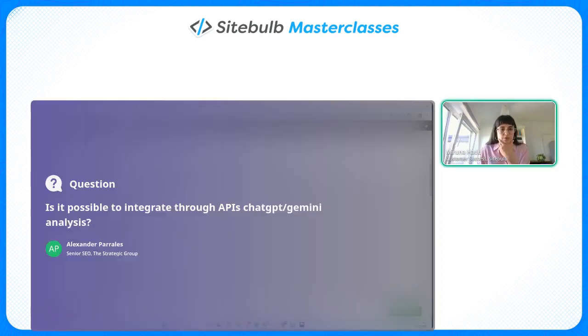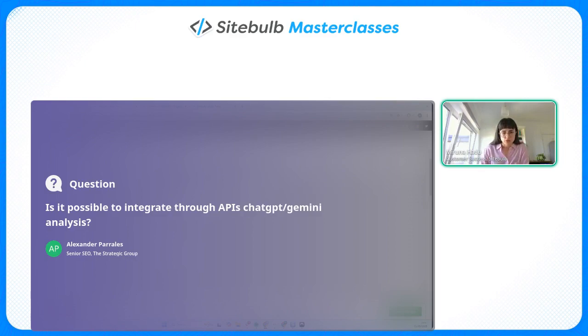Okay, is it possible to integrate through APIs, ChatGPT, Gemini analysis? So at the moment, we do not have any AI, ChatGPT integrations, anything like that. If you do have any specific feature requests, we're always open to them. You can email support@sitebulb.com, give us a breakdown of your case study, what it is that you would like to use it for, and we can always consider new features.